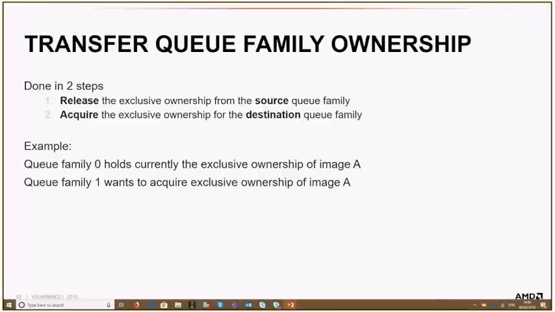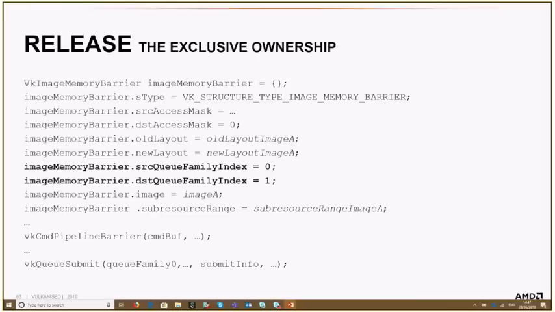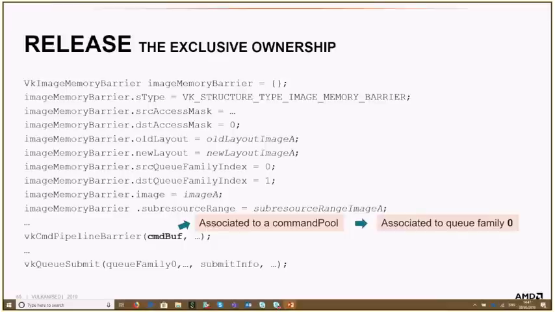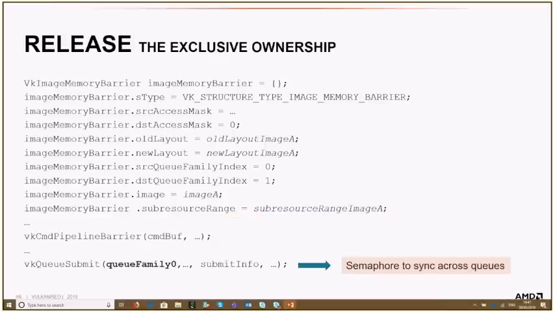In this example, queue family 0 holds the current ownership of image A, and queue family 1 wants to acquire it. So first, queue family 0 has to release it. So it has to issue a barrier, and the source queue family has to be set to 0, and the destination queue family has to be set to 1. This barrier has to be issued in a command buffer which is associated to a command pool, which is associated to queue family 0, basically, and then you have to submit it.